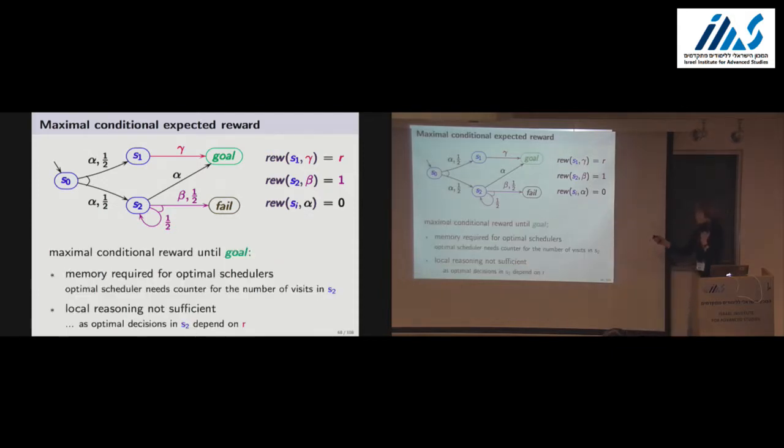Now, what do we learn from this example? First, memory can be needed to achieve the maximum. In this example, in S2, we need a counter for the number of visits. This is not a proof that memory is needed. Perhaps there is another strategy that randomly chooses between alpha and beta.